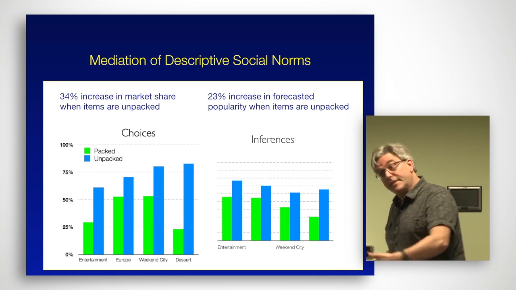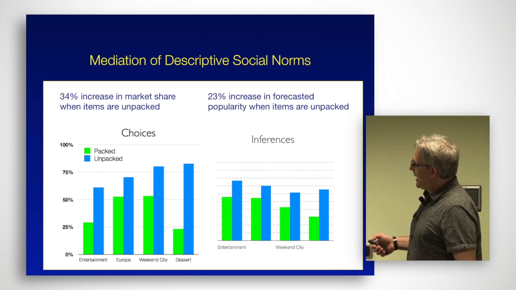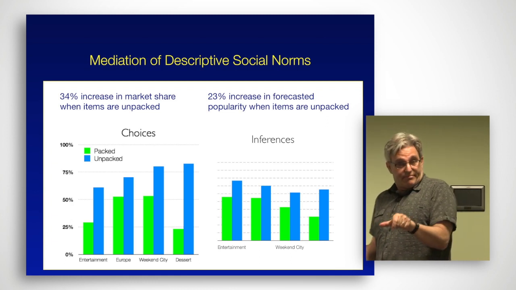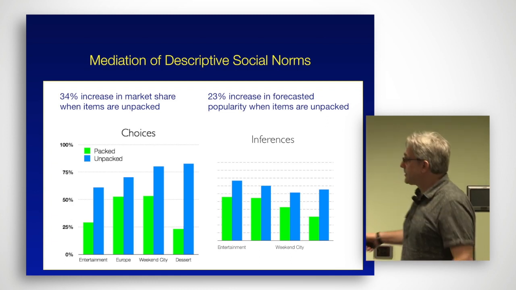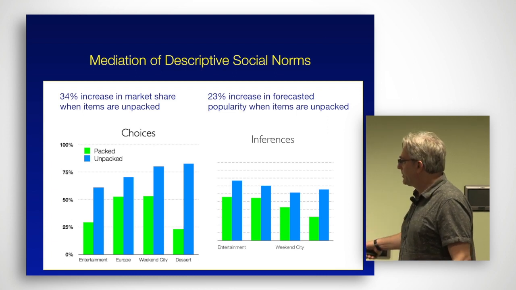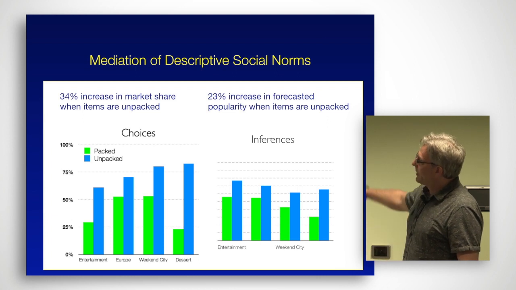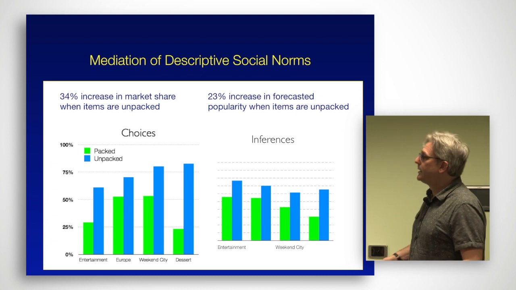Maybe that's what's driving the effect in this context. So we did, for instance, studies where we gave people, again, grouped versus packed options for things involving entertainment, a hypothetical trip to Europe, a place to go for the weekend, desserts, all kinds of things. And we replicated this effect that when things were unpacked or listed separately, they were more likely to be chosen.